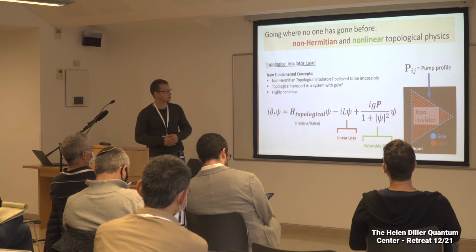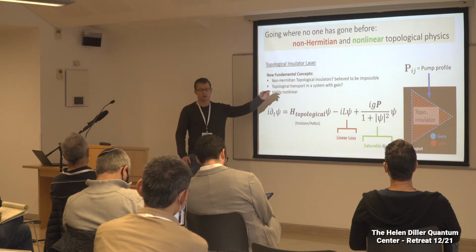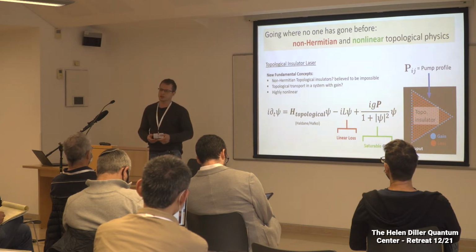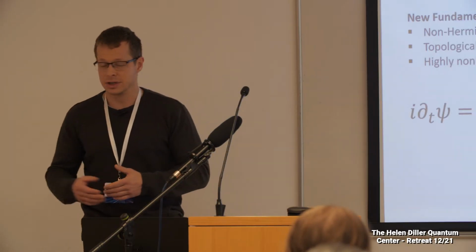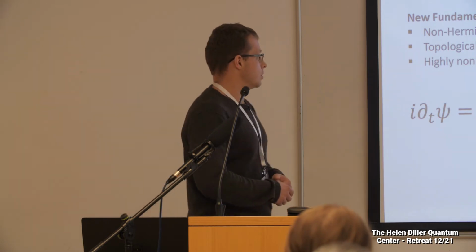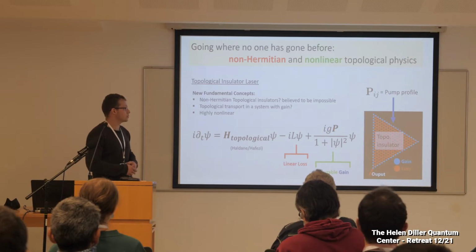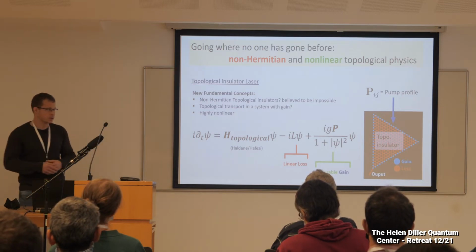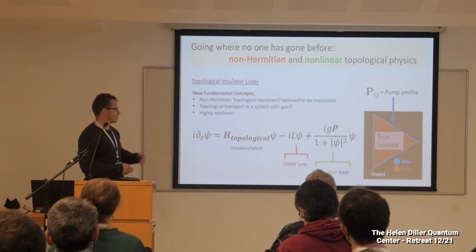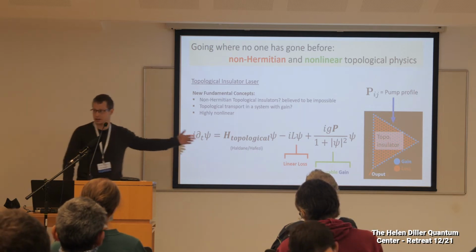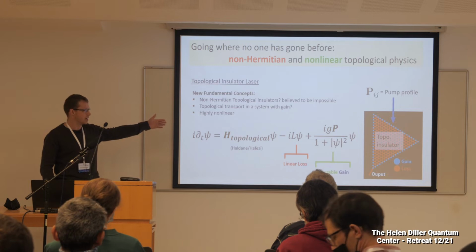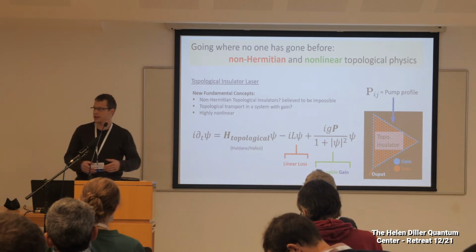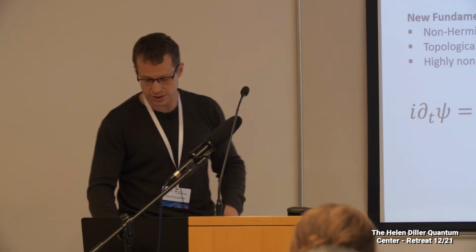It demonstrates a new concept. Non-Hermitian topological insulators are a debatable subject. When we started to work on these lasers, people didn't believe it could be possible, and we showed them otherwise. Also, can we have topological transport with gain, or when the system is highly nonlinear? So I will now explain our model. We have this lattice that supports topological edge modes, and we add loss that is typical to lasers and saturable gain, which is highly nonlinear.